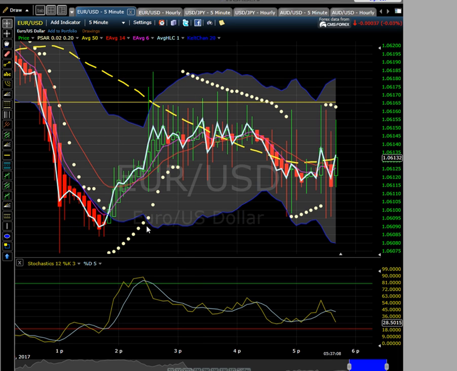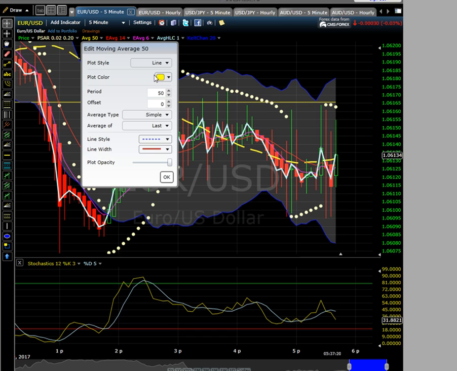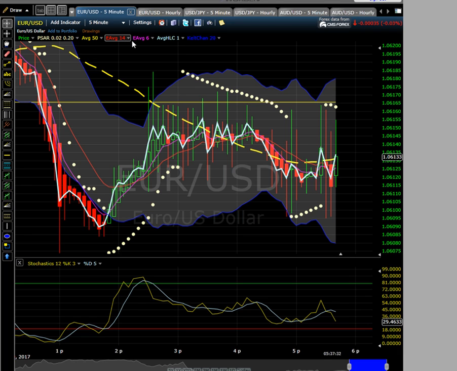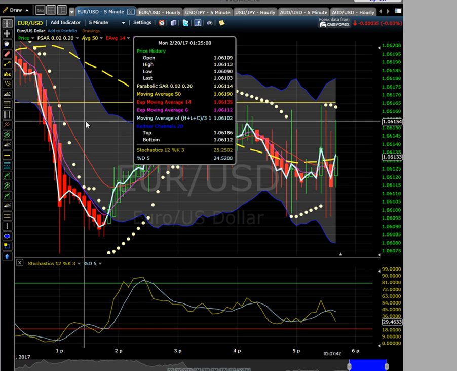The first thing I added in was this line that you see going across, which is a 50 simple moving average. I'm going to let you guys see the settings for it. That's how I have it, 50 simple moving average. I have the line style dotted so it stands out for me, and I made the line pretty thick so that I can see it clearly, because as you can see, I have other moving averages up here as well. I also have a 14 moving average, and if you look at this, it acts almost like a support and a resistance.